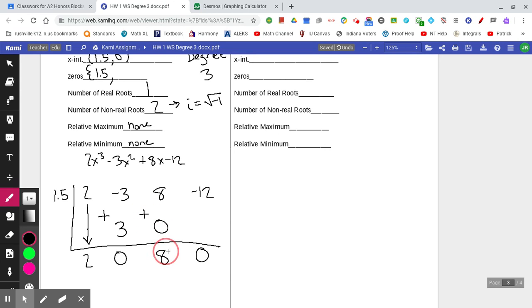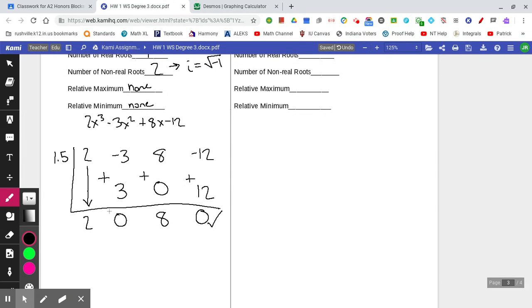Now this, again, is the test. Is it going to give me 0? If it is, it means I'm on the right track. If it's not, I did something wrong. So 1.5 times 8 does give me positive 12. When I combine these together, it gives me 0. Because my remainder is 0, now I can interpret what's left as being my quadratic function. So this tells me I have 2x squared plus 0x plus 8. Now, this is why we study quadratics before we study cubics.